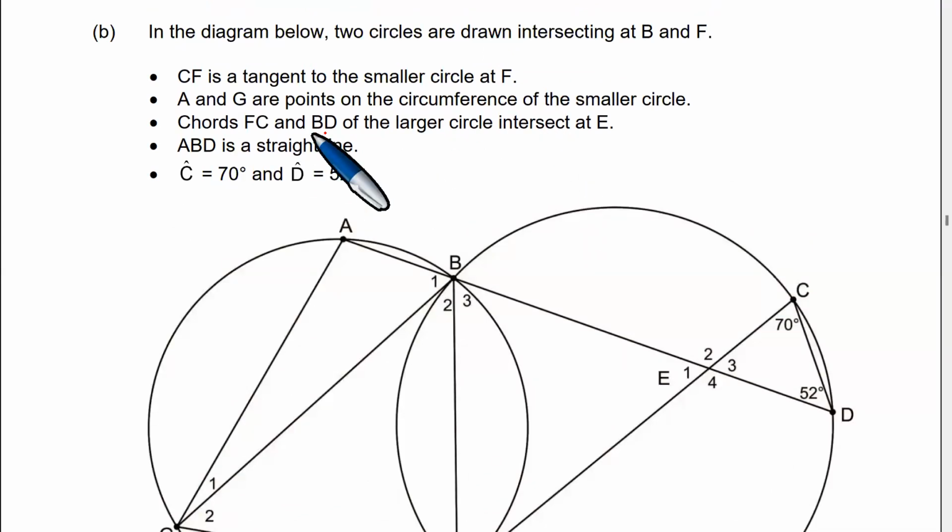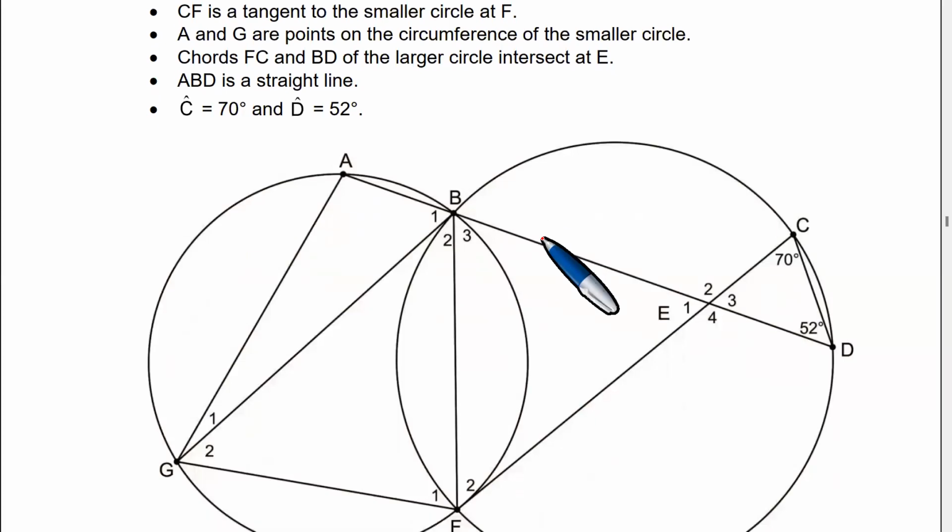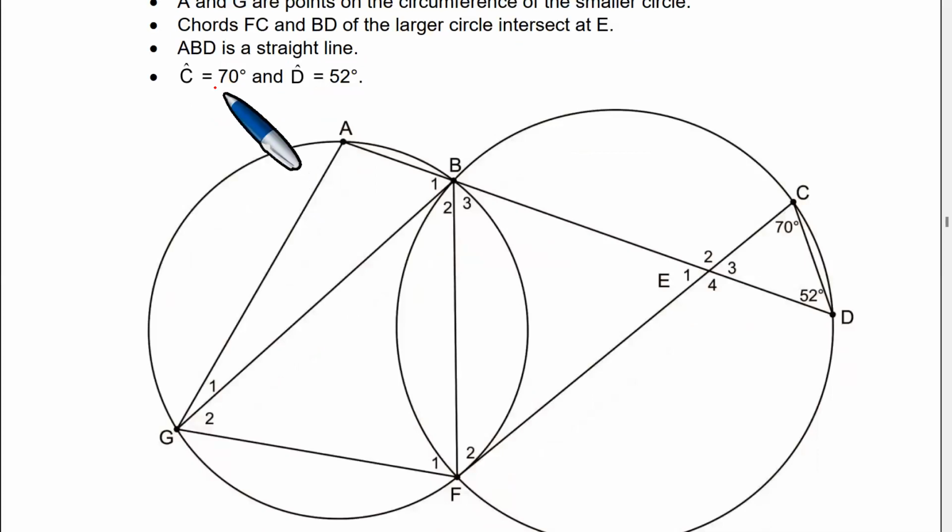FC and BD are chords, and therefore they are straight line segments. Chords refer to straight line segments, and because they intersect at the point E, they don't bend at the point of intersection. So we have that ABD is a straight line.